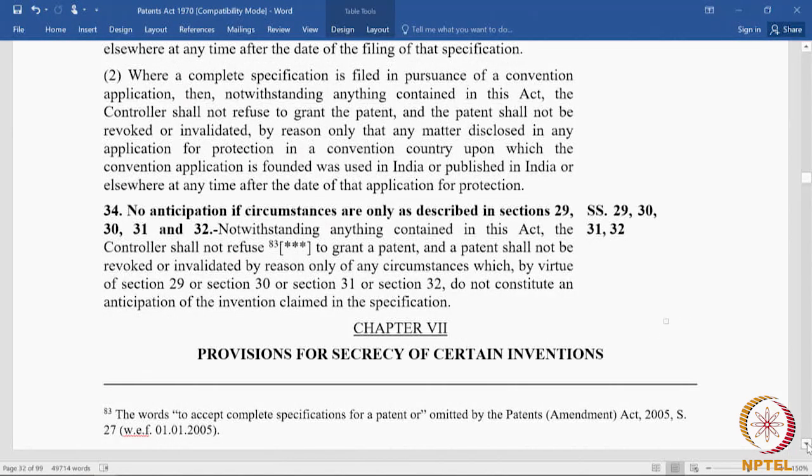Section 34 says, no anticipation in circumstances other than those described in sections 29, 30, 31 and 32. Notwithstanding anything contained in this Act, the controller shall not refuse to grant a patent, and a patent shall not be revoked or invalidated by reason only of any circumstances which by virtue of section 29, 30, 31 or 32 do not constitute an anticipation of an invention claimed in the specification. It just reiterates that the instances covered in these provisions do not constitute anticipation of an invention. It's a reiteration.